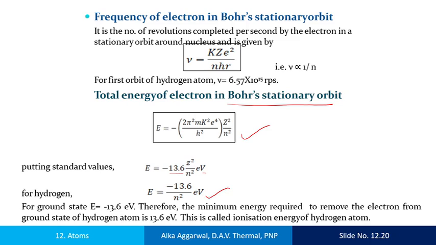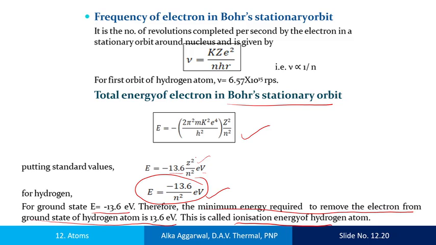So the net relation is this one, where n is the orbit number in the hydrogen atom and Z is the atomic number. For the ground state of the hydrogen atom, the energy is minus 13.6 electron volt. So the minimum energy required to remove the electron from the ground state of the hydrogen atom is 13.6 electron volt, and it is called the ionization energy.